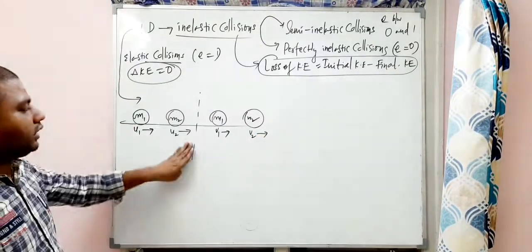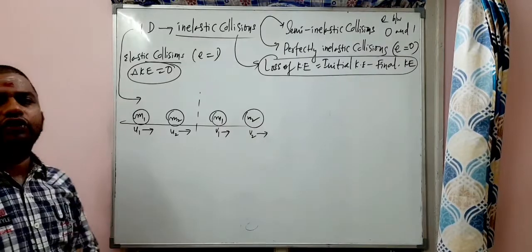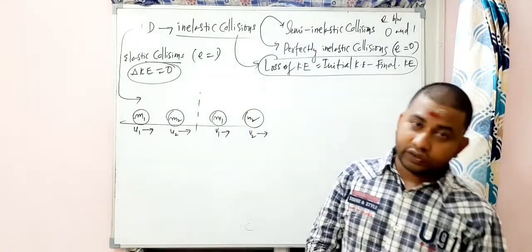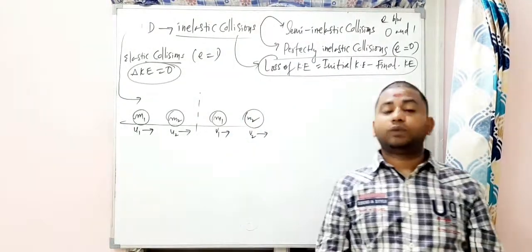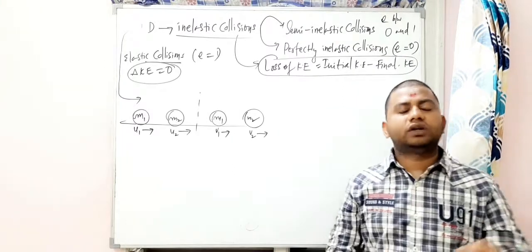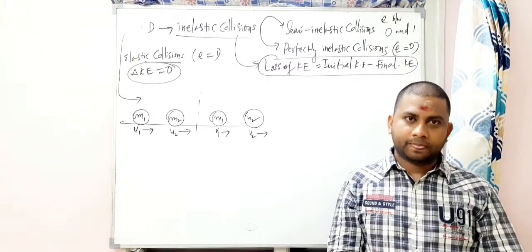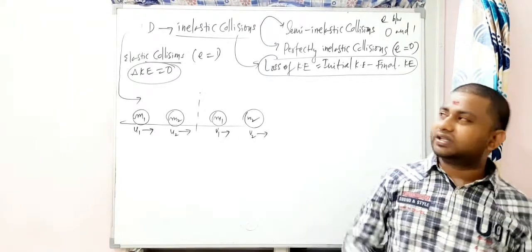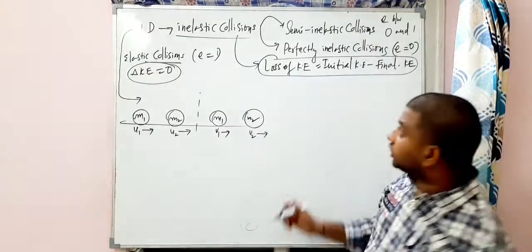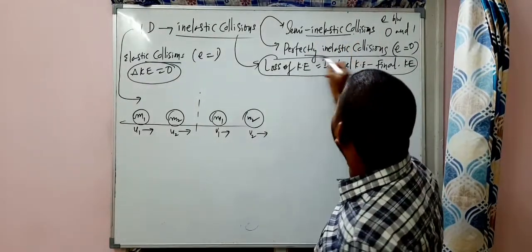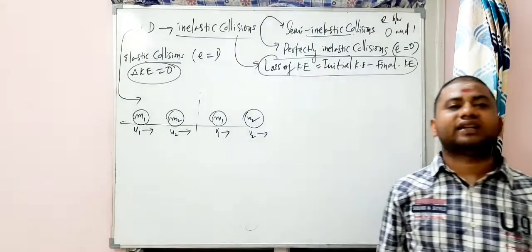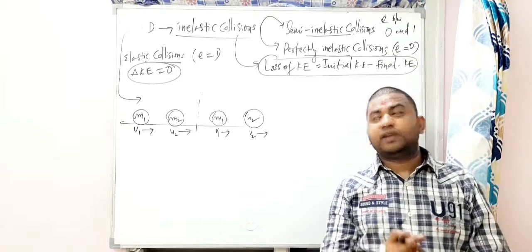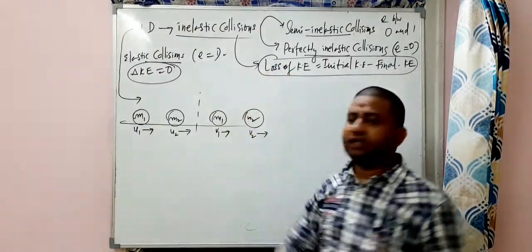Here I can use the law of conservation of linear momentum, because linear momentum is conserved in every type of collision, my dear students. And the total energy is also conserved in any type of collision. But kinetic energy will not be conserved in both semi-inelastic and perfectly inelastic collisions. Kinetic energy will be conserved only in elastic collisions.